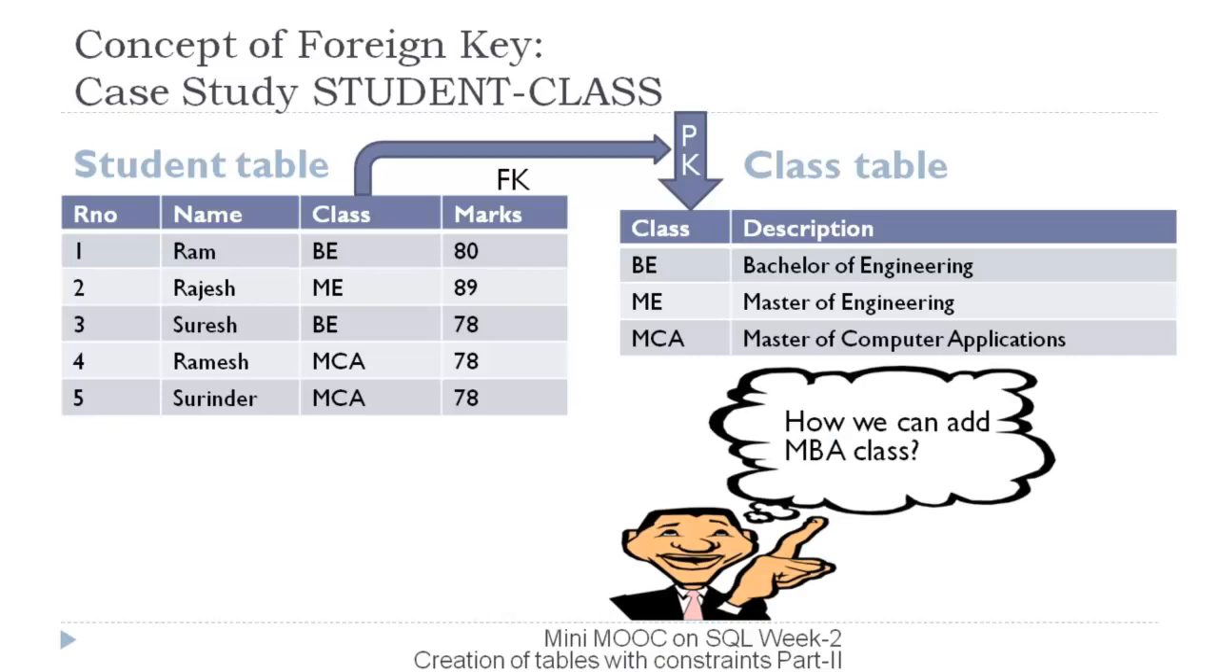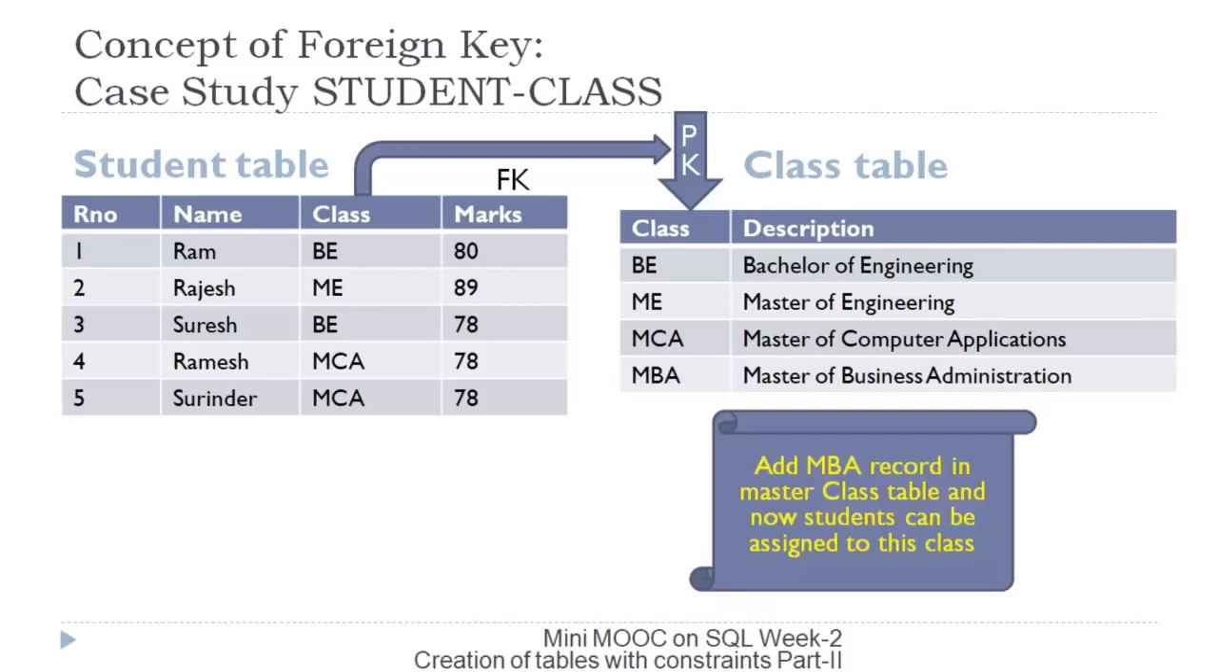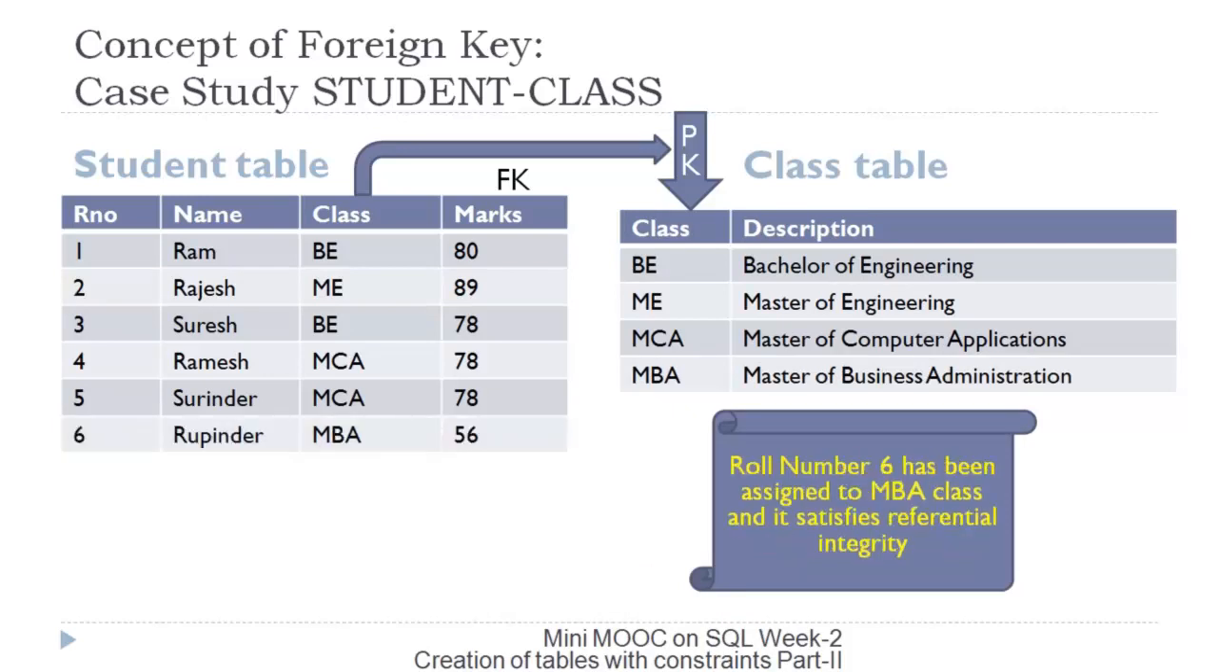How we can add MBA class in this database? Solution is very simple. We have to insert MBA record in class table, and then it is allowed to add MBA in student table. So yes, we can add roll number 6 in MBA class. With this, we have completed the implementation and discussion on foreign key constraint.